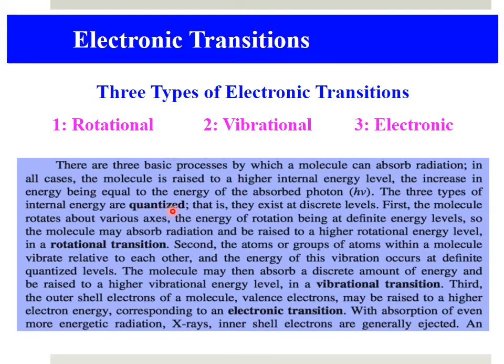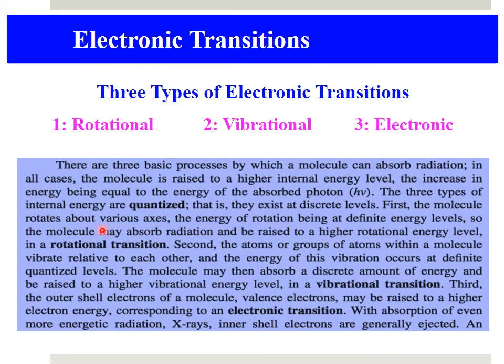That is, the molecule will absorb only that amount of energy which is equal to the difference in energy between two electronic transitions. For example, if we have a ground state electronic level and we want to move an electron to a higher energy level, then the molecule will absorb only the difference of energy between E naught and E1. We will see this ahead. So there exist discrete energy levels.